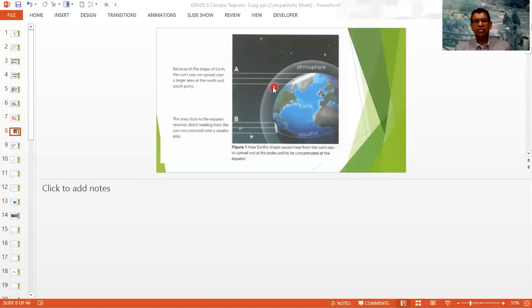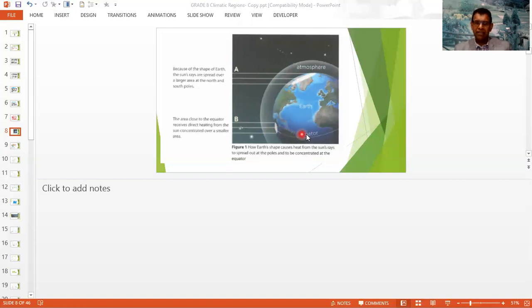Number two, the sun's rays have to pass through a larger atmosphere. And that means there's a big possibility that more of the sun's rays are going to be reflected, scattered, and absorbed by the particles in the atmosphere. If more is scattered, absorbed, and reflected, the chances are that less is going to reach the Earth's surface. Therefore, the poles are going to be colder. So once again, the temperature decreases as you move from the equator towards the polar areas.